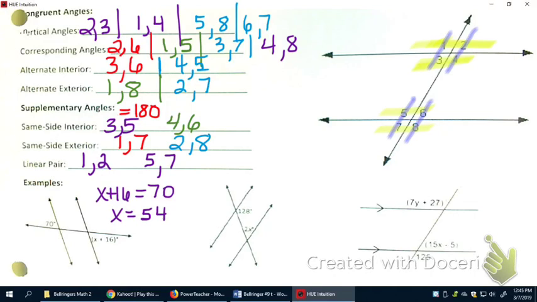Let's look at the one in the middle. So we have 2x and we have 128. What kind of angles are they? Same side interior. Are they congruent or 180? 180. Because they're 180, I'm not going to put equal to. I'm going to add them, and I'm going to put equal to 180. And then I'm going to solve that equation. So I subtract 128. Is it 52? And then divide by 2. I think you get 26.